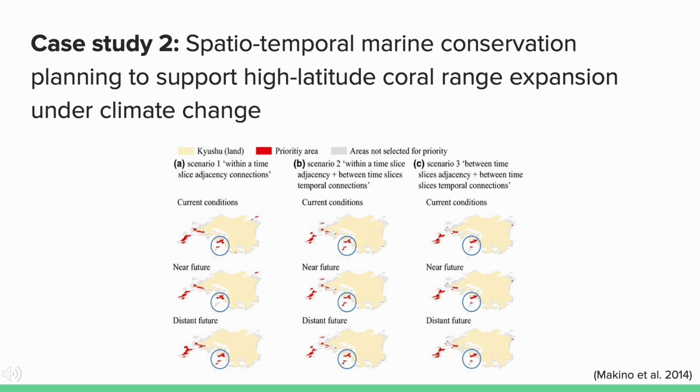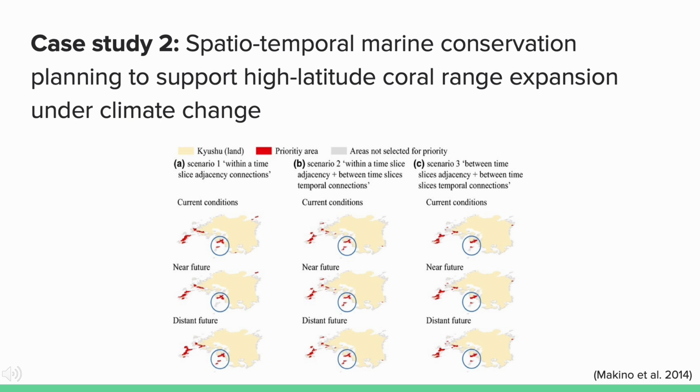This study shows how a systematic conservation planning method based on future sea surface temperature projections, or SST, was used to locate favorable sites for the growth of high-latitude coral ranges in the face of climate change. By using spatio-temporal cluster analysis, the researchers identified regions with shared environmental characteristics and classified them into distinct groups to designate areas suitable for coral range expansion.